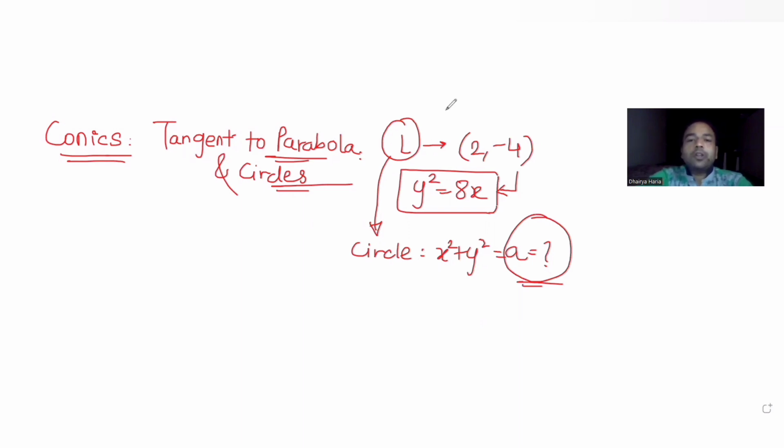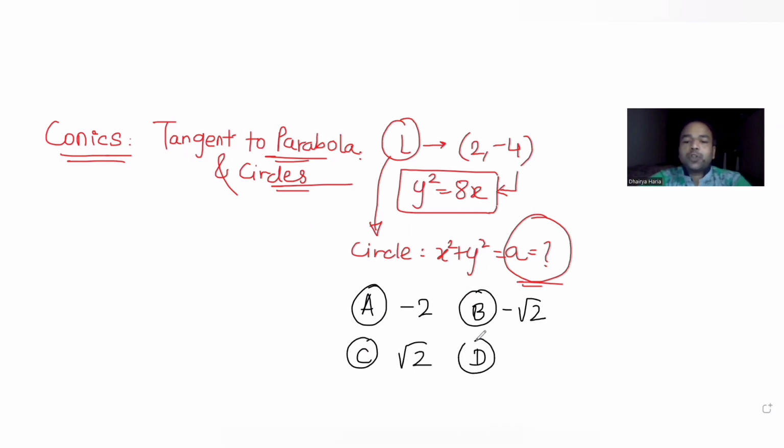And the options given to us as the values of a are -2, minus root 2, root 2, and the last option given to us is 2. So we need to figure out which one of the options will be the correct answer for the question given to us. Let's solve that.